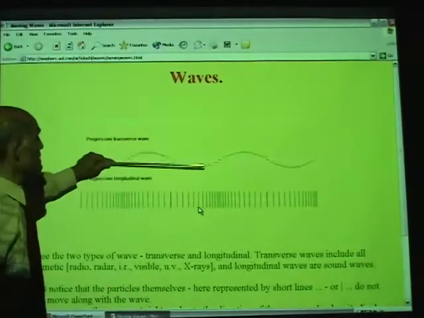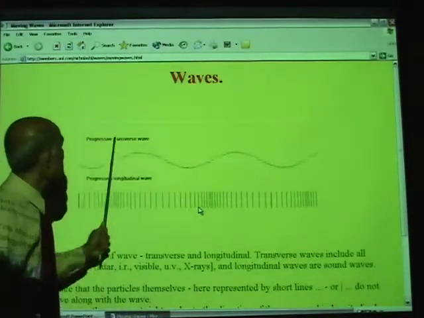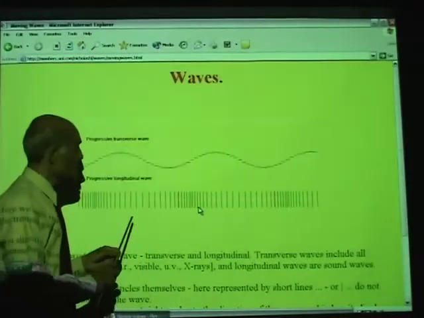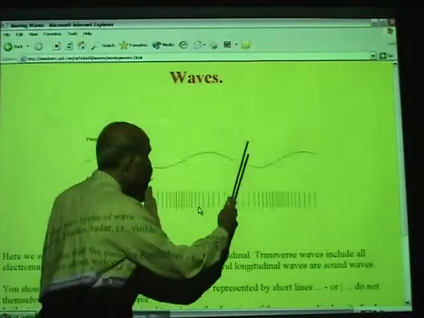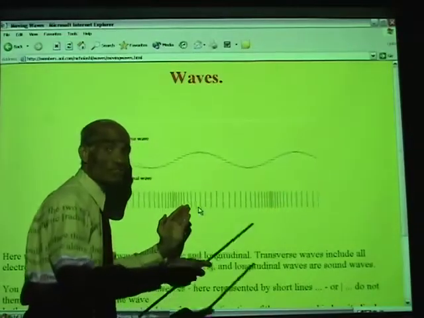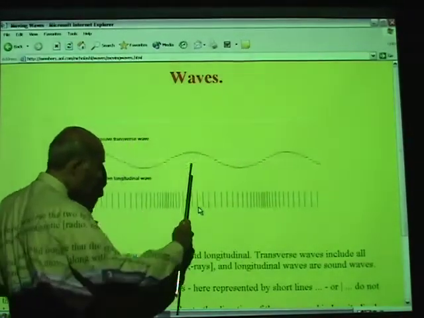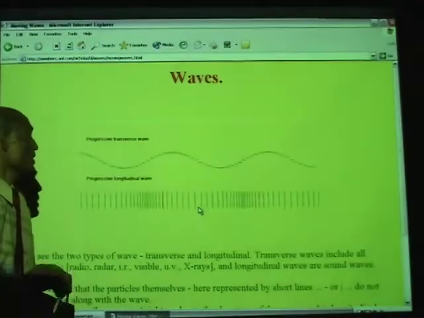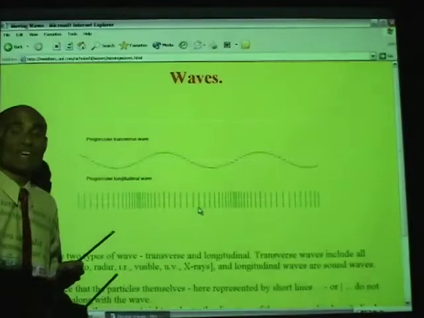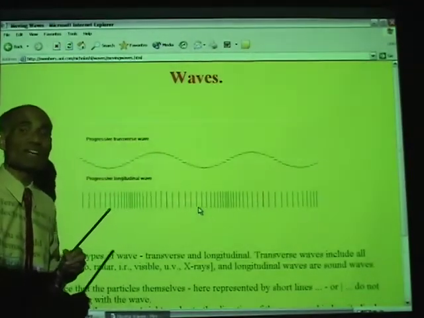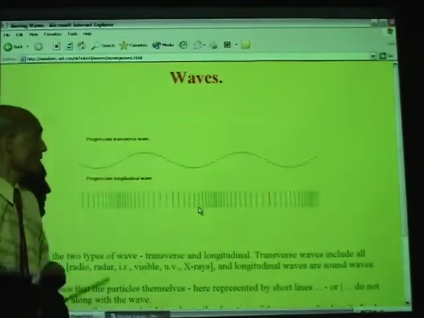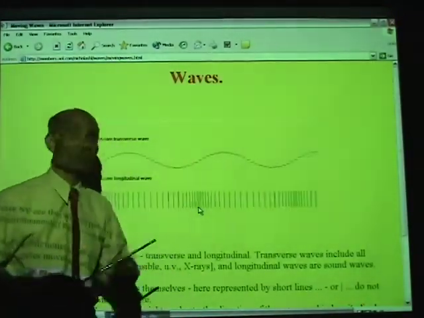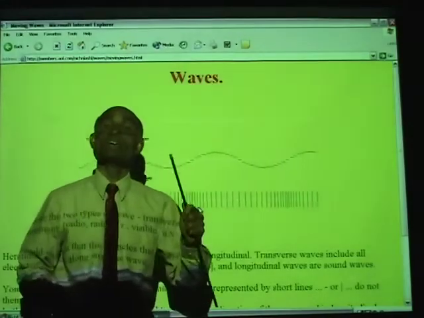So, a transverse wave is characterized by crests and troughs. A longitudinal wave is characterized by regions of high density called compressions and regions of low density called rarefactions. It's a beautiful illustration of the difference between a longitudinal wave and a transverse wave. All right, I'm going to close this lesson now. We will look at more of the characteristics of waves in the next lesson.